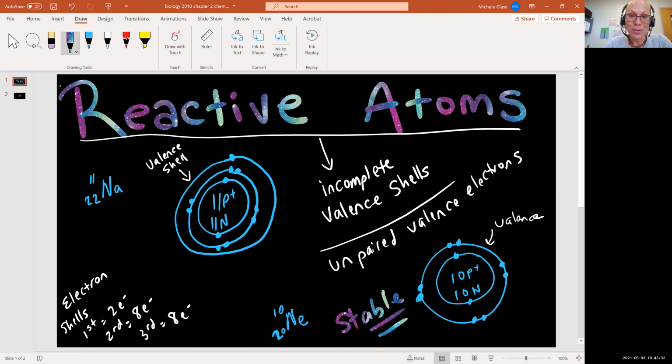So a stable atom is one that has a complete valence shell or paired valence electrons, whereas reactive is incomplete or unpaired valence electrons. Now, the significance here is that it is your reactive atoms that are going to enter into what are called chemical bonds. So the reactive atoms go into chemical bonds, the stable atoms don't. So stable atoms are satisfied in their electron shells. They have all paired electrons. And so that is the reason they're classified as stable.